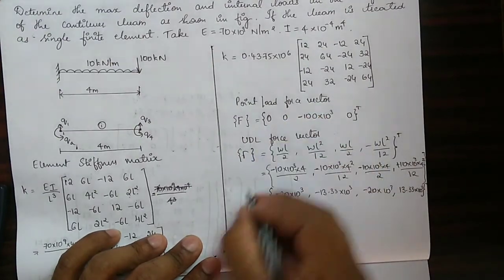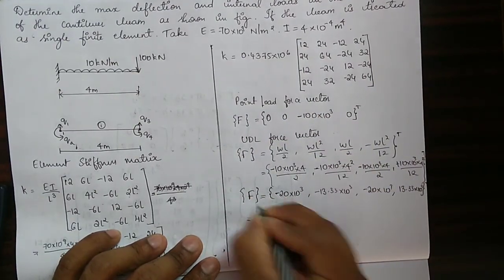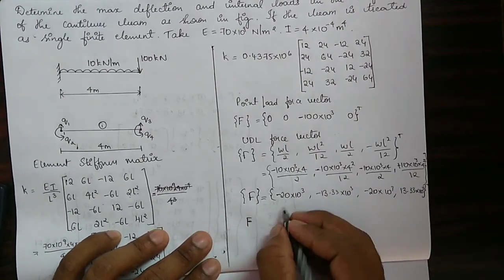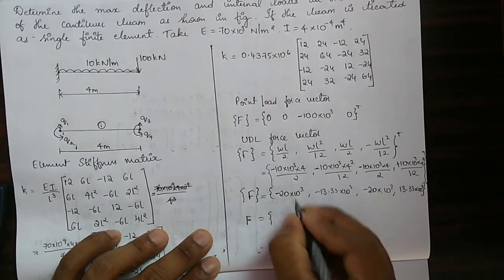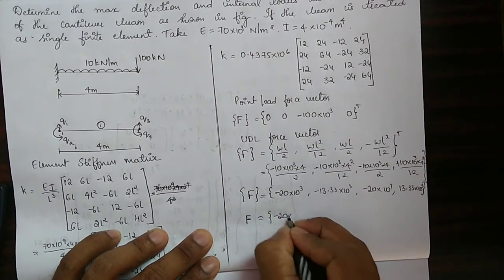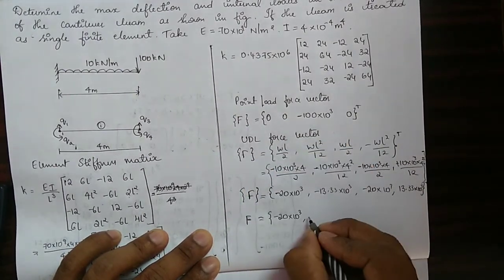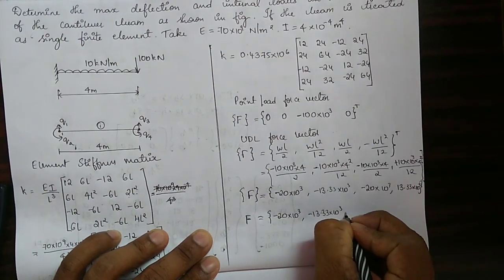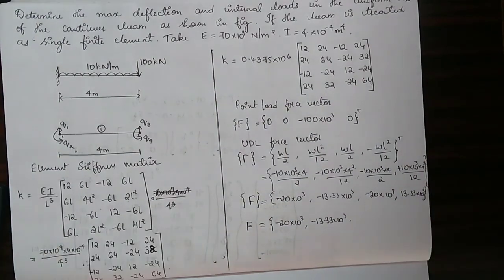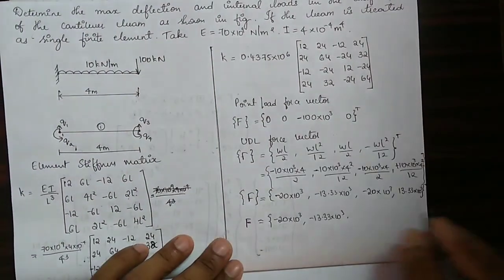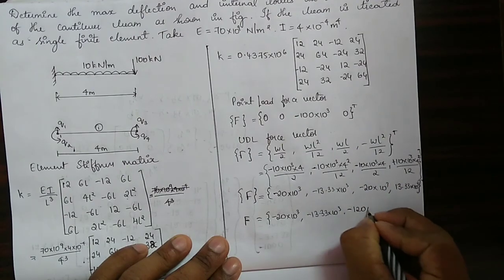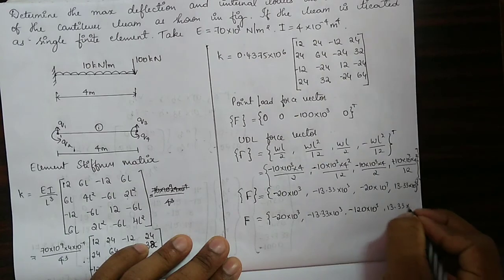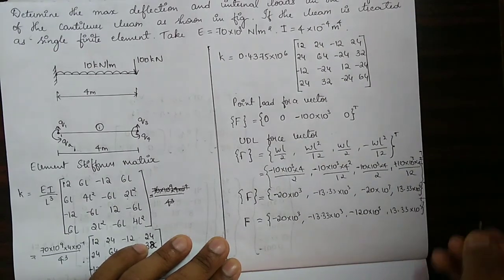So we have to add both these force vectors. If we add both these force vectors, the final vector should also have 4 elements. So we will add 0 plus minus 20, which is minus 20 into 10 raised to 3 itself. 0 plus minus 13 is minus 13.33 into 10 raised to 3 itself. And in this one we have to add minus 20 minus 100, that is minus 120 into 10 raised to 3, and this also remains the same, 13.33 into 10 raised to 3. So this is our final force vector.